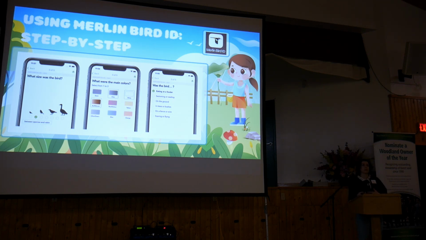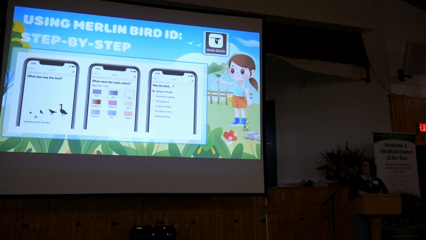So if you don't have a picture, you couldn't get one in time, you can no longer see or hear the bird, but you did get a good look at it, you usually go with the step-by-step option to try and figure out what you saw. So you choose where you saw the bird on the map, the date you saw it, and then you go through these steps. So what size was the bird? Was it between a sparrow and a robin? Was it bigger than a crow?